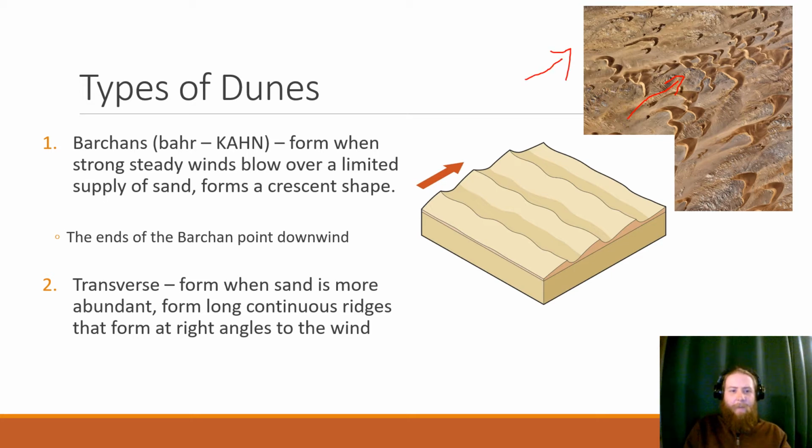And then the second type is transverse dunes, where sand is more abundant. They form long, continuous ridges that form at right angles to the wind. So the wind's blowing in the same direction. These ridges, however, are at right angles to it instead of little semicircles.